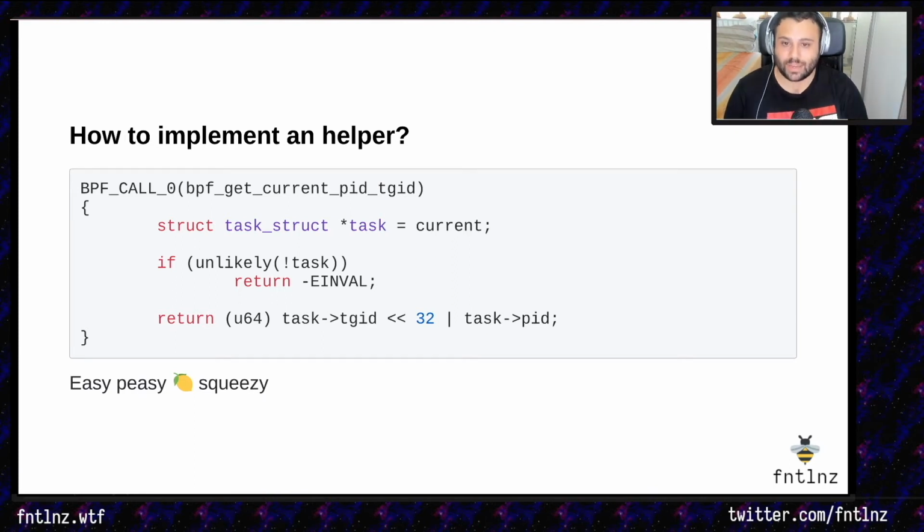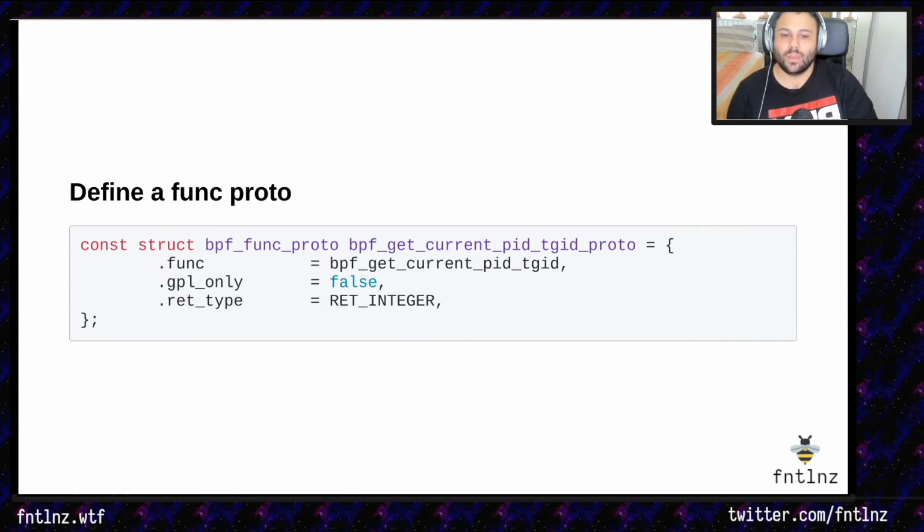You implement helpers in the kernel, so you have access to kernel structs, like in this case, the task struct of the current process, and you just extract TGID and PID from there. Easy peasy lemon squeezy. Then you have to define a function proto, bpf_func_proto, for that function, pointing it to the function pointer that you created. You define if the program is GPL only or not. This is very important because while writing a BPF program, you might have noticed that you have to pass the license of the program. And sometimes if the program is not GPL, it doesn't work.